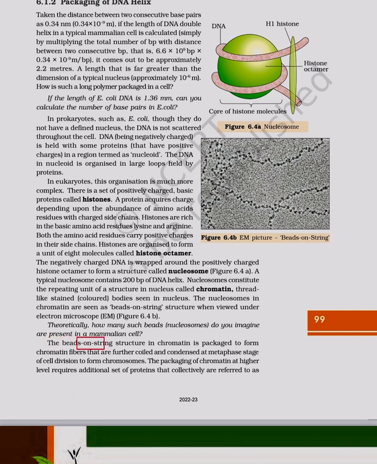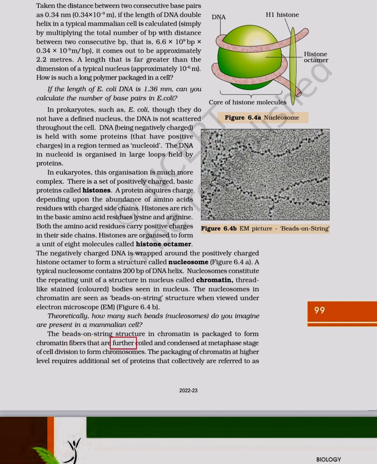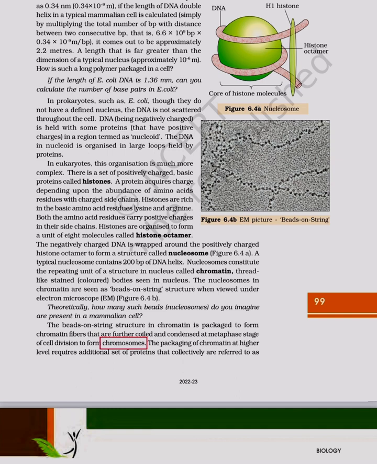The beads on string structure in chromatin is packaged to form chromatin fibers that are further coiled and condensed at the metaphase stage of cell division to form chromosomes.